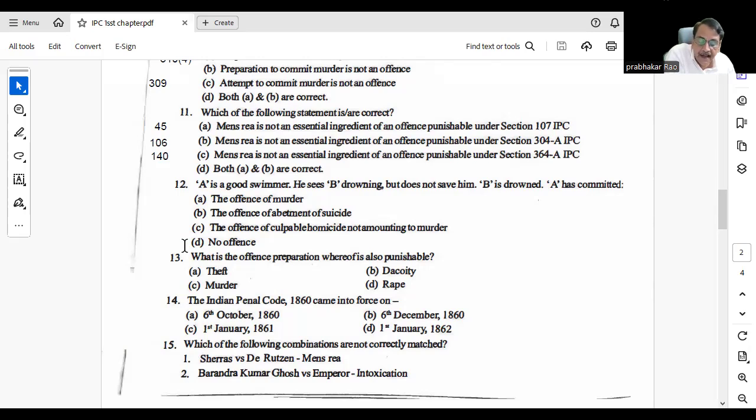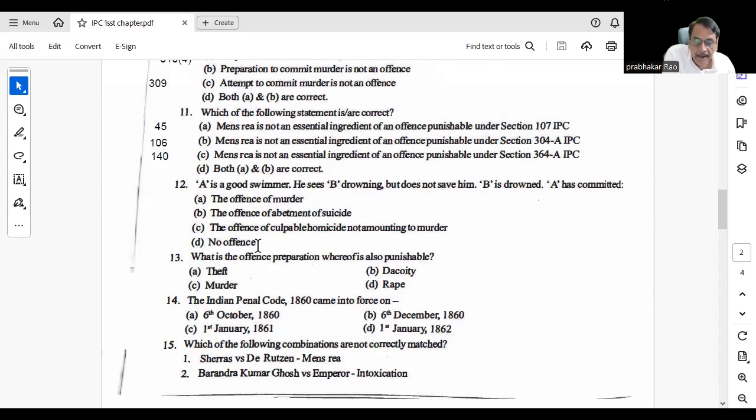In BNS or IPC, nowhere has it been shown that saving a person is your legal responsibility. It is not a liability where, if you don't save, you will be punished. That's why it is not an offense. But in the case of Section 106, subsection 2, which has not been notified till date, there is a provision. If you are driving a vehicle rashly and negligently and causing an accident, causing death, you shall immediately report. Actually, you shall take the injured person to the hospital and report it to the police station. That is the thing which has been put in that particular provision. But that has not been notified. That's why here the answer is no offense.